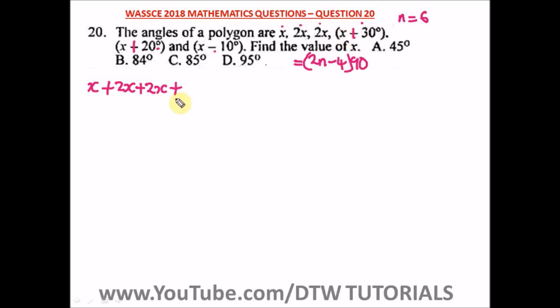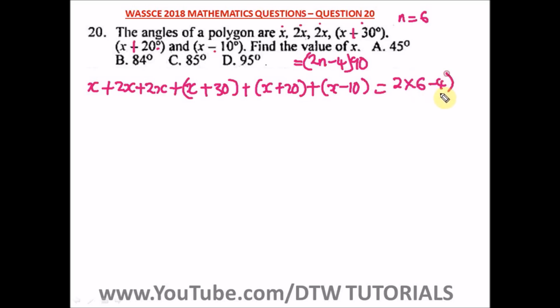Multiplying everything in the bracket will still give us positive, or a negative, or the same sign. So we have here, or let me just put the brackets so I'll explain what I mean. x plus 20 plus bracket x minus 10 equal to 2 times what is in the bracket, 6 minus 4 times 90. So from here you can see what I mean.